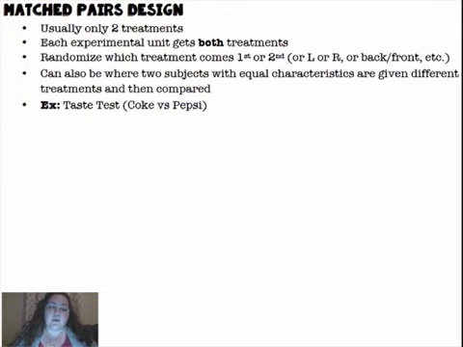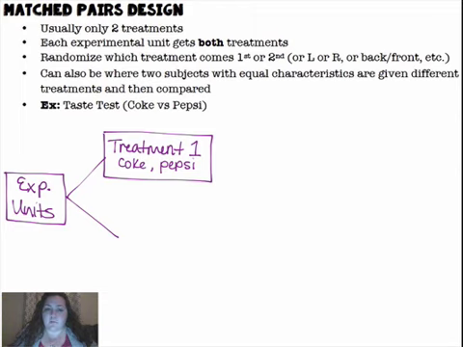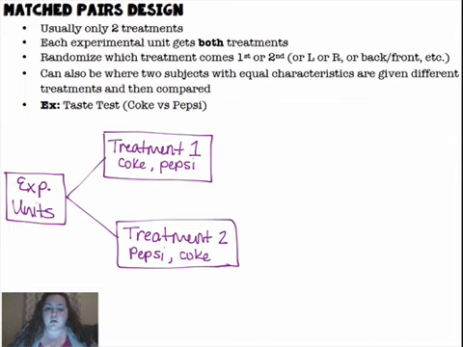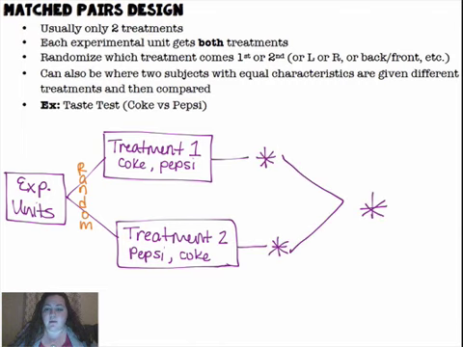So, an example would be a taste test. Coke versus Pepsi. We have our experimental units who we're doing this experiment on. I have treatment 1, they're going to get the Coke first, then the Pepsi. And treatment 2, they're going to get Pepsi first, then Coke. And they will be randomly assigned to which treatment group. Then I will compare their results within each treatment and then across the treatments.